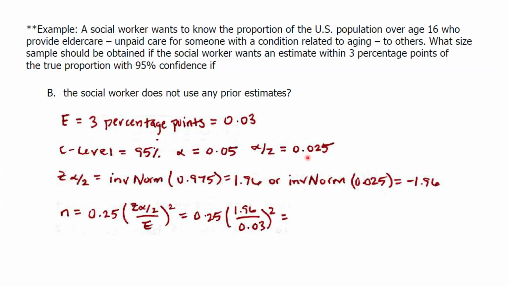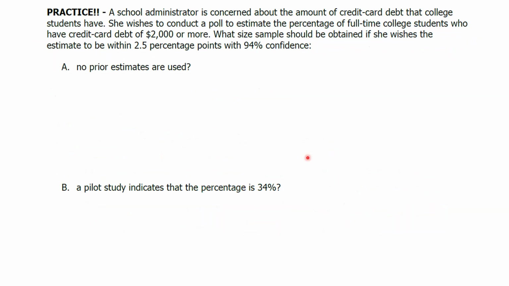So we would then use our second formula where we don't know our point estimate, and we would substitute in our values. So z alpha divided by 2 and E and square it, giving us 1067.11. Rounded up would give us 1068. Okay. All right. Now it's your turn. So I'd like for you to pause and attempt this problem using the information that we just walked through together.